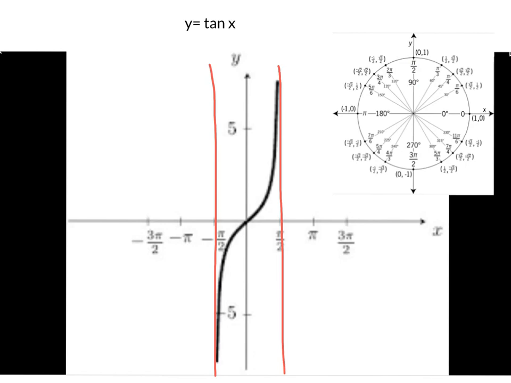You might have noticed that this graph does not go beyond negative pi over 2 or positive pi over 2. This is called an asymptote, and this graph completes one cycle between negative pi over 2 and pi over 2. This indicates that the period is pi.